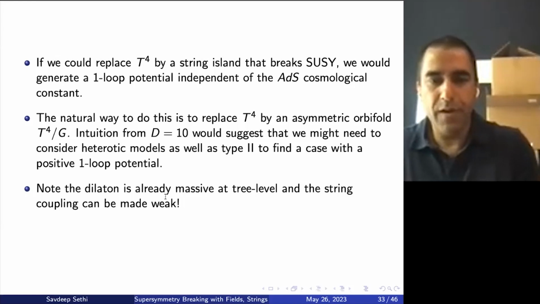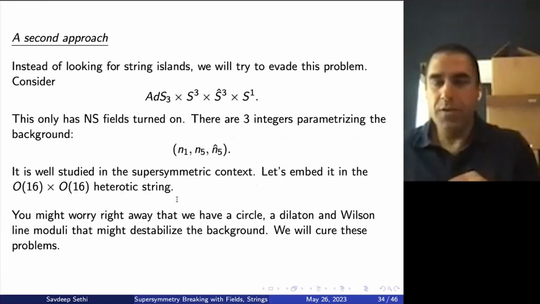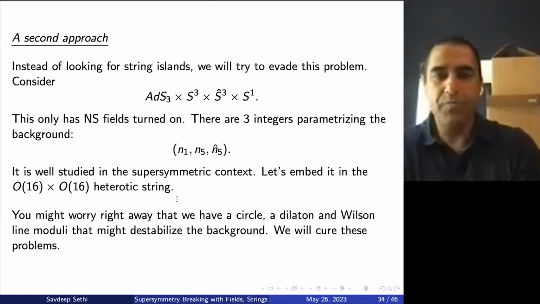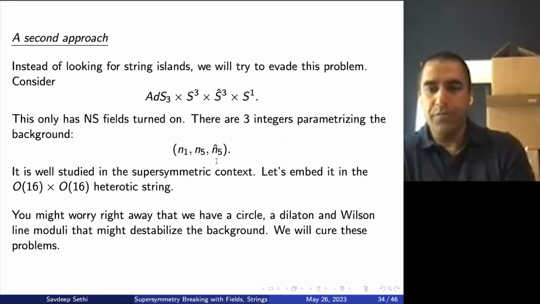But note, the key thing for us here is that the dilaton is already massive at tree level, and the string coupling can be made weak. So instead of looking for islands, let's evade this problem and replace our 4-torus by another sphere, another SU(2) WZW, plus a circle. This only has NS fields turned on.